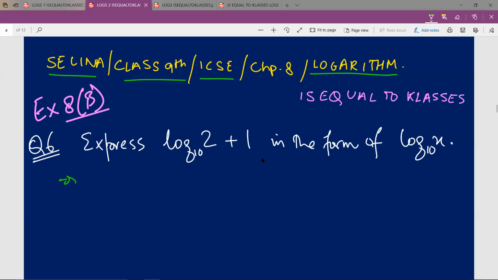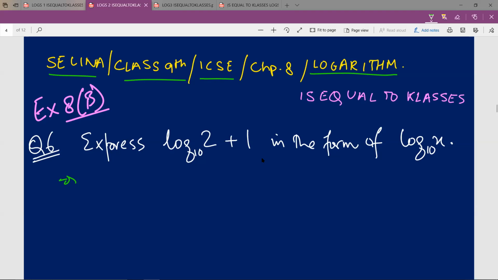Okay. Express log of 2 to the base 10 plus 1 in the form of log of x to the base 10. Now, this question is a bit confusing. I would advise that you do not panic. When I first looked at this question, I did not have a clue what it meant. But I read it 2 or 3 times, and then I understood the basic logic, what the question is asking you to find out. I would advise you to follow the same method. Read it once, read it twice, or even thrice, and then you will understand what the question is trying to say to you.